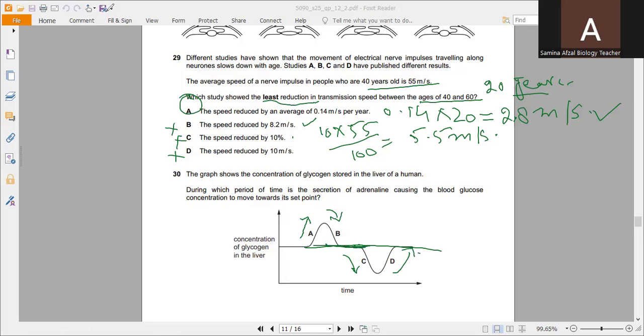The answer in this case is A. Sorry, the answer is B actually. Mistakenly, I said A. It is B because the glycogen is decreasing, moving towards the set point. So B is the correct option.